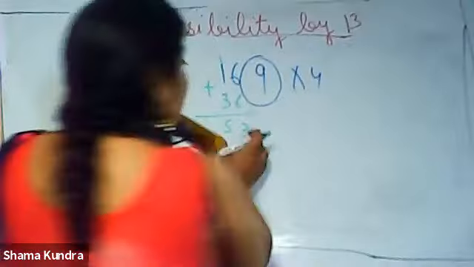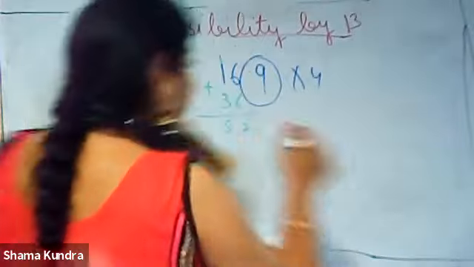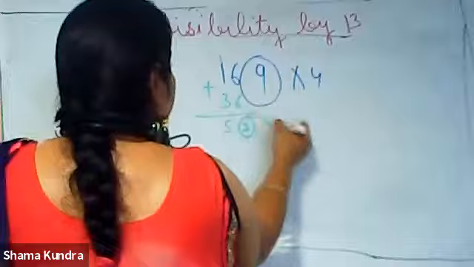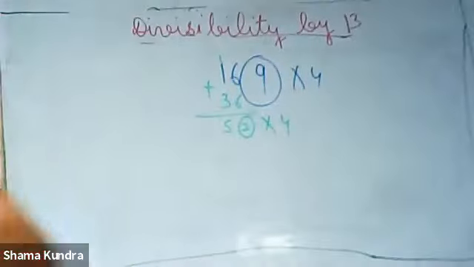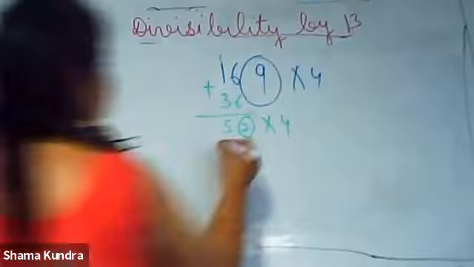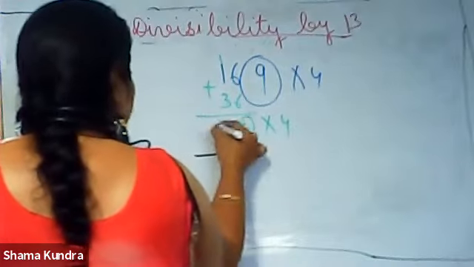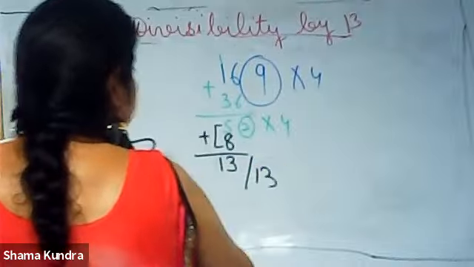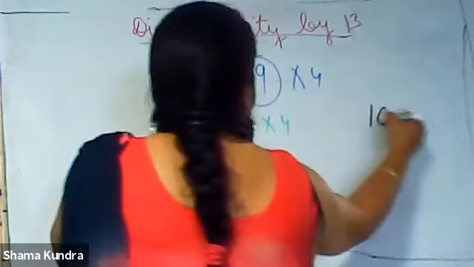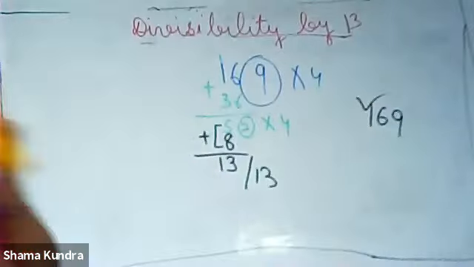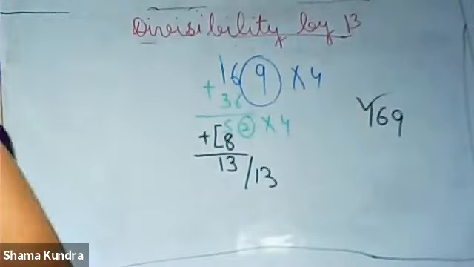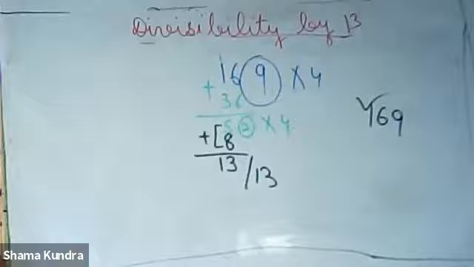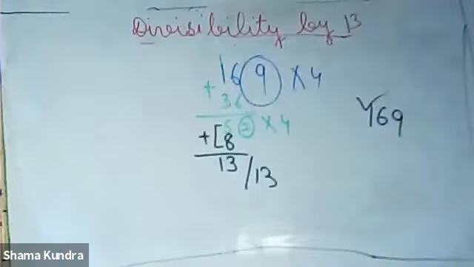If you don't know 13 into 4 is 52, you can repeat the process. Multiply the unit digit with 4. 4 into 2, you will get 8. Add these two numbers. What you will get? 13. Now 13 is divisible by 13. So the given number 169 is divisible by 13. If it is doubtful, you can repeat the process.